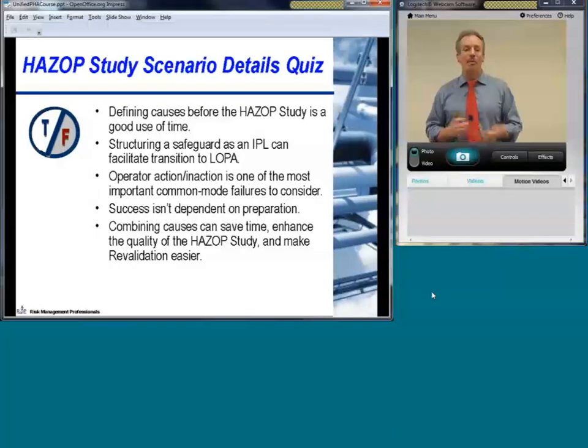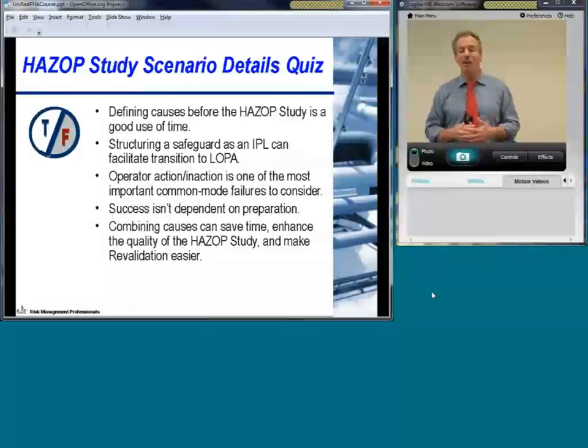Fourth bullet: success isn't dependent on preparation. That's absolutely false. Preparing for a HAZOP study is a lot like preparing for anything in your career. Good preparation can lead to successful results, and in this case, a tangible cost benefit by doing upfront work to minimize team time and keep the team focused, too.